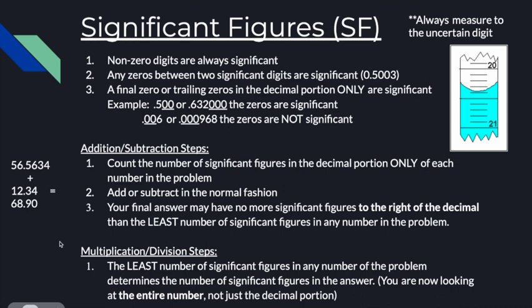And then we also have multiplication and division steps. The least number of significant figures in any number of the problem determines the number of significant figures in the answer. So here we see 8.56 times 5.1 is 44. Why? We're looking at the entire number. This is 3 significant figures. Well, this is 2. We use the one with the least amount, which is 2. So when we multiply this out, it becomes 2 significant figures, which is 44.